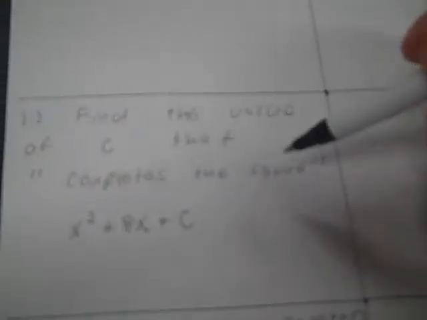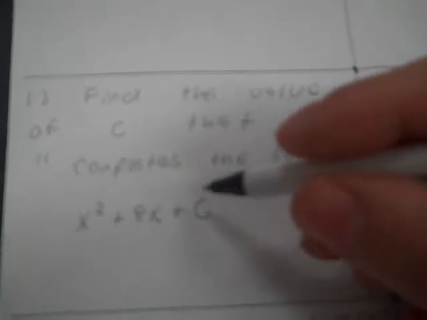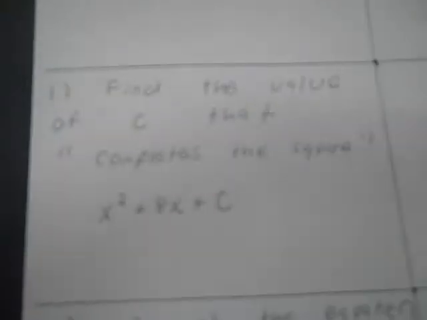Okay, second and final in-class assessment over completing the square. All you gotta do is master this one twice and you got it. Find the value for C that completes the square. That means I want to make a value for C so that if I did the T-chart, I get the exact same two factors that would give me a sum of 8.